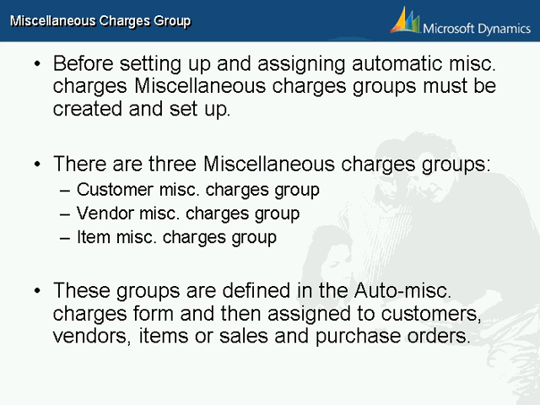These groups are defined in the Auto miscellaneous charges form and then assigned to customers, vendors, items, or sales and purchase orders. Miscellaneous charges groups are useful in situations such as when a company has charges that apply to certain customers or groups of customers, or when vendors charge certain fees on all orders, where one or more items are associated with one or more customers or vendors.